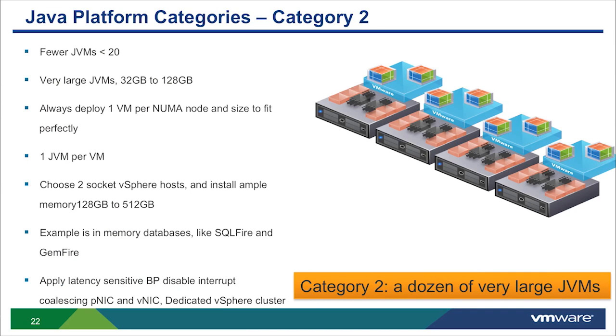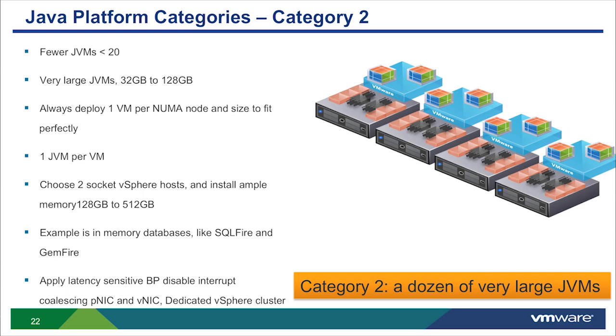Category 2. Here we have an in-memory database. And typically with in-memory databases, we see fewer JVMs. We're talking about fewer than 20 JVMs. It's not a hard and fast rule, but the fewer JVMs you have, the fewer network hops potentially, and the chances are you're sizing JVMs that are large enough to occupy the whole NUMA node. And you should absolutely use up the whole NUMA node.